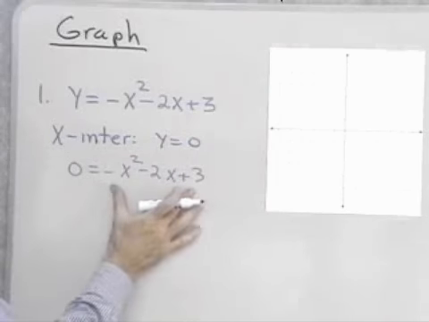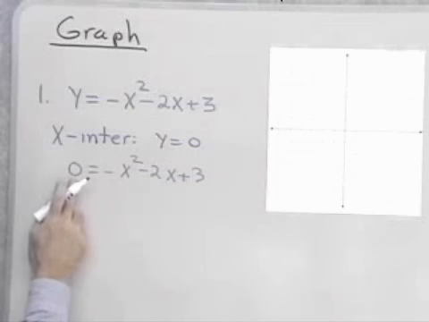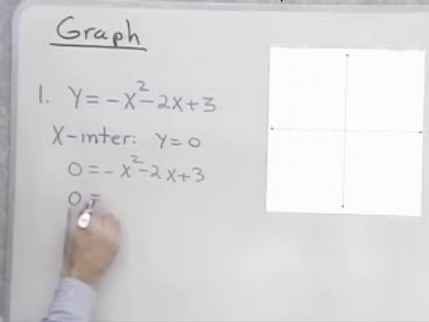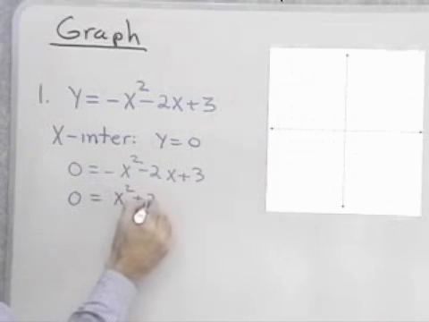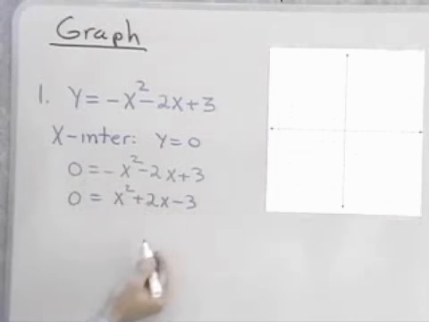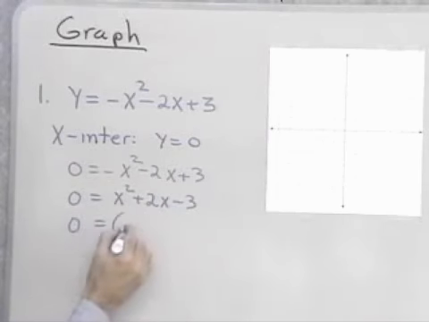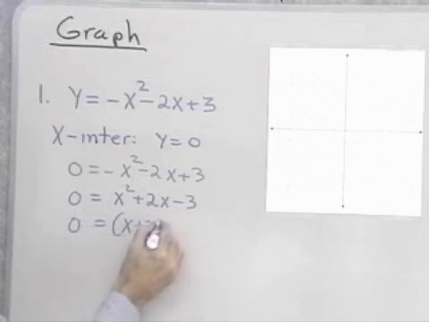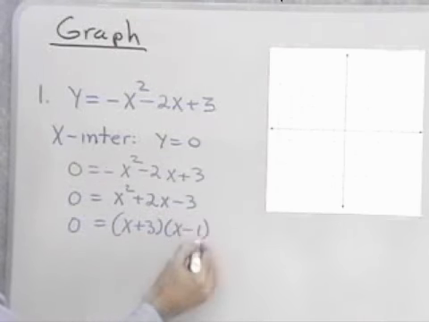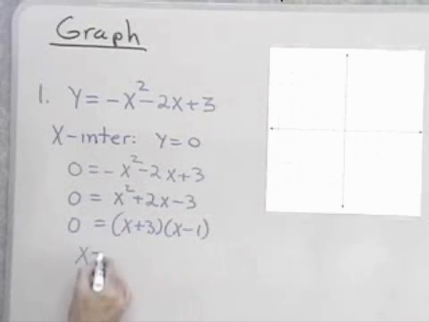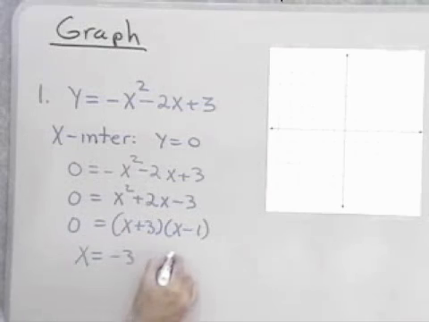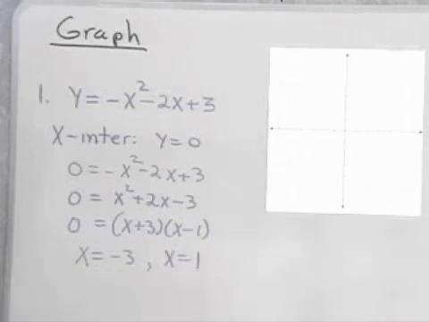To make this easy to solve, I'm going to multiply both sides by negative 1. 0 times negative 1 is 0, and I have x squared plus 2x minus 3. Factoring this, I have (x plus 3)(x minus 1). That gives me an x-intercept of negative 3 and another x-intercept of positive 1.